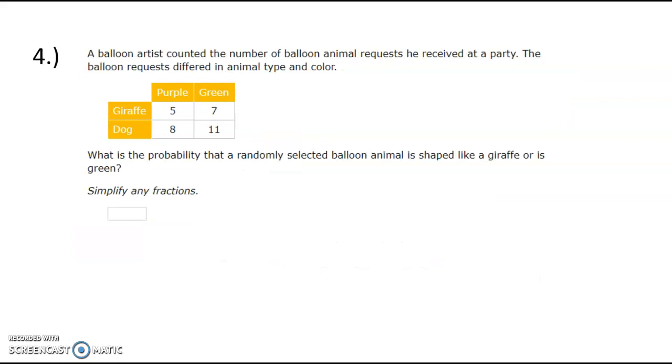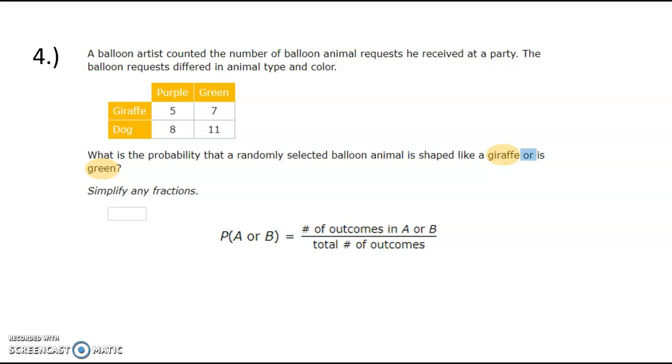Number 4. What is the probability that a randomly selected balloon animal is shaped like a giraffe or is green? I'll highlight my keywords. It is important to note when finding the probability of an event containing the word or, you will add events A and B, making sure to count the overlapping event only once.